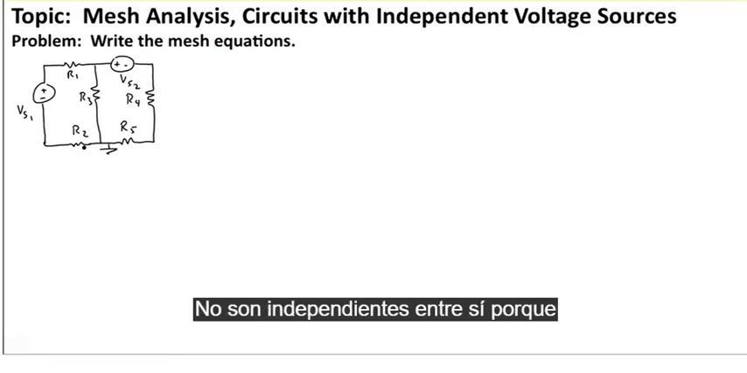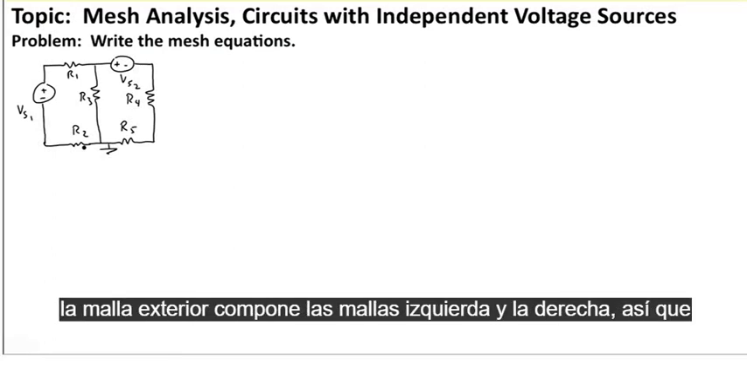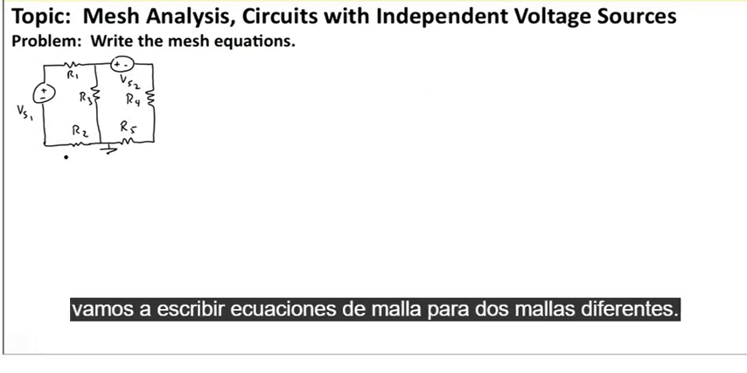They're not independent of one another because the outside mesh composes the left and the right meshes. In the end, we want three equations, right? Because we have three unknowns, I1, I2, and I3.